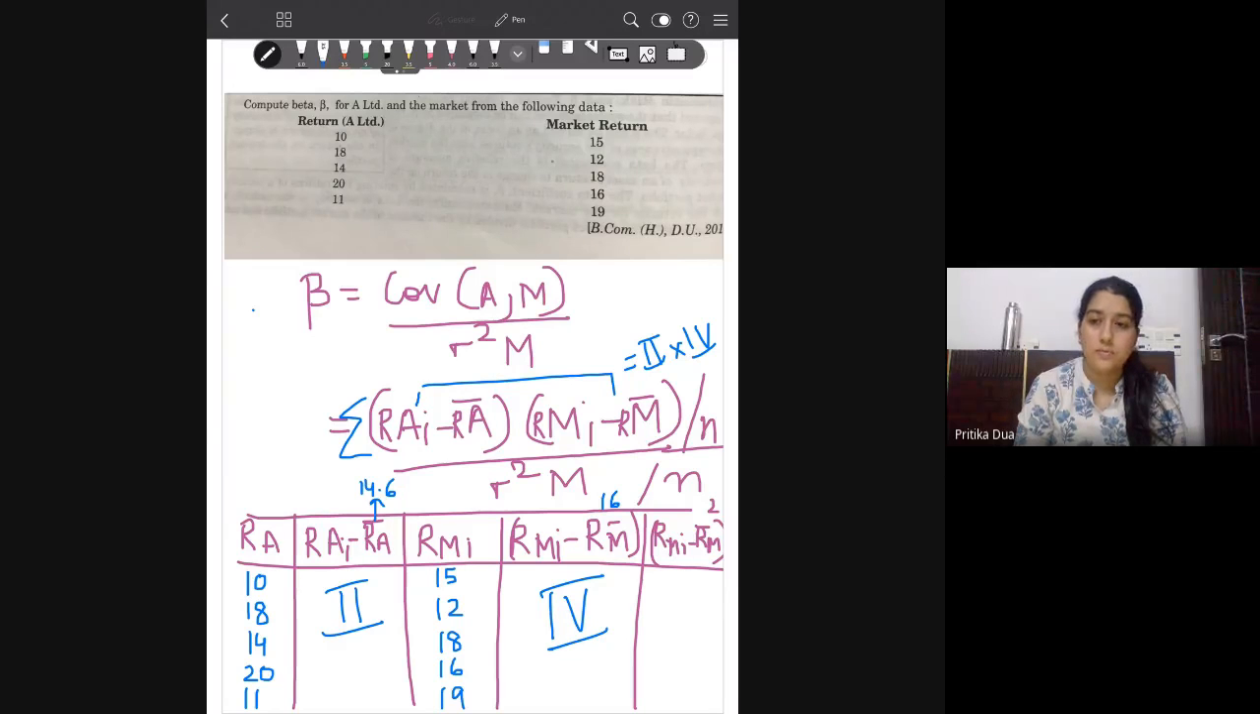Okay, I hope others are doing this question. So take a minute more and complete the question. Yes, the answer is minus 0.7. So you are having a negative beta, that is the security return is moving inversely with the market. Okay, let's move to the next question now.